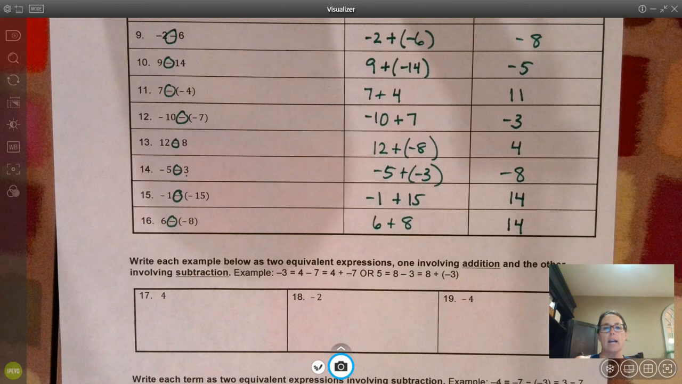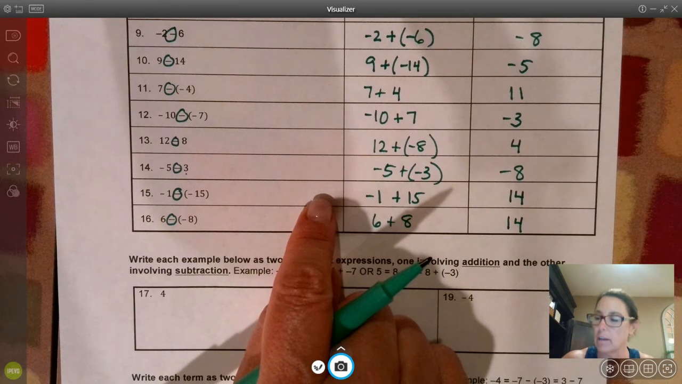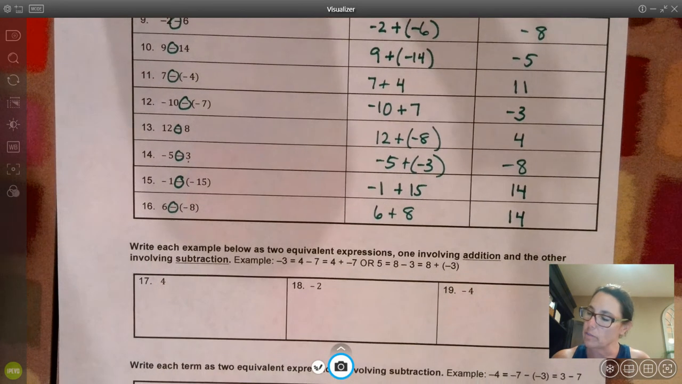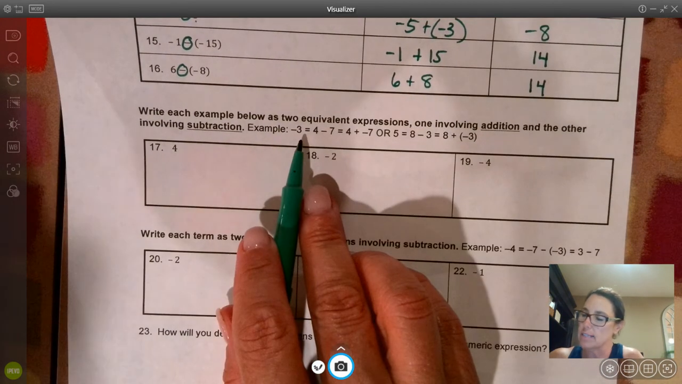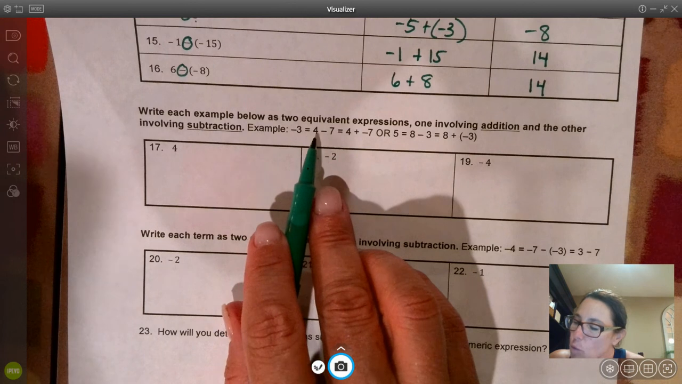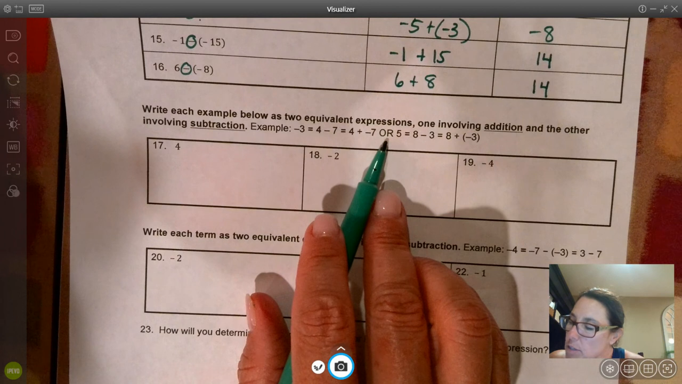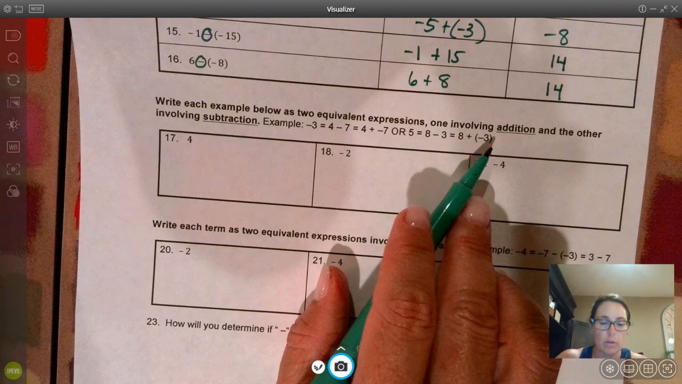Okay? All right. You will absolutely need to be able to write a subtraction expression into an addition expression, just like this table. Okay? All right, next question. It says, write each example below as two equivalent expressions, one involving addition and the other involving subtraction. Here's an example. -3 equals 4 minus 7, which equals 4 plus -7. Or, here's another one, 5 equals 8 minus 3, or 8 plus -3.